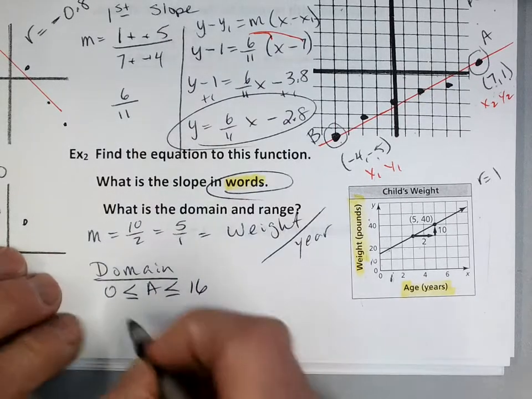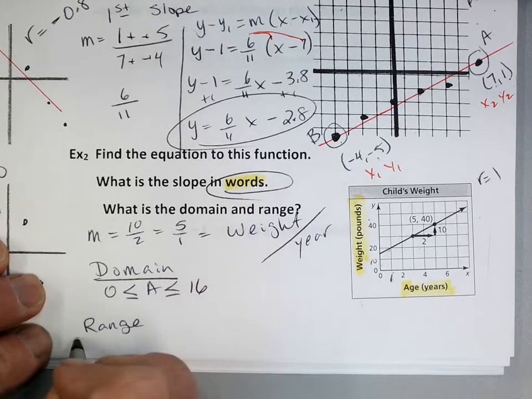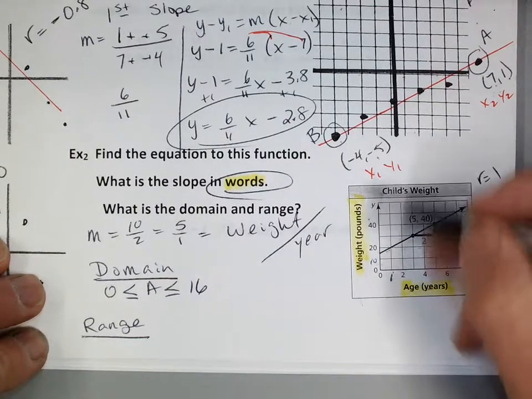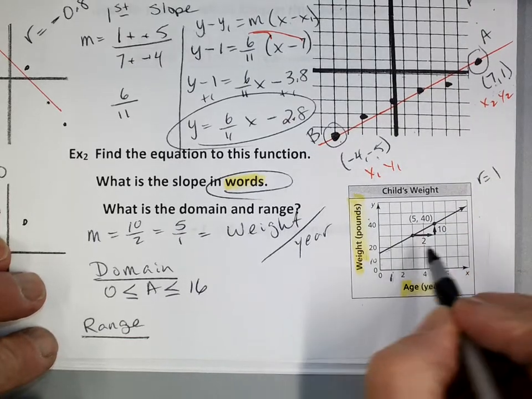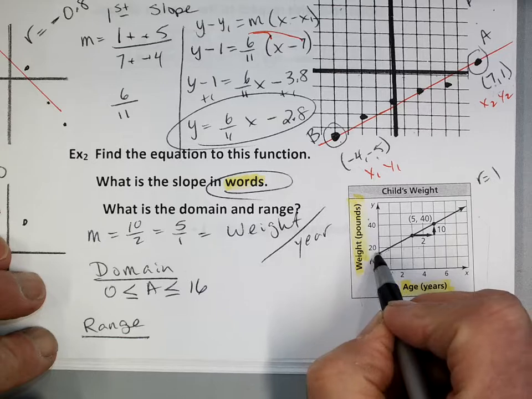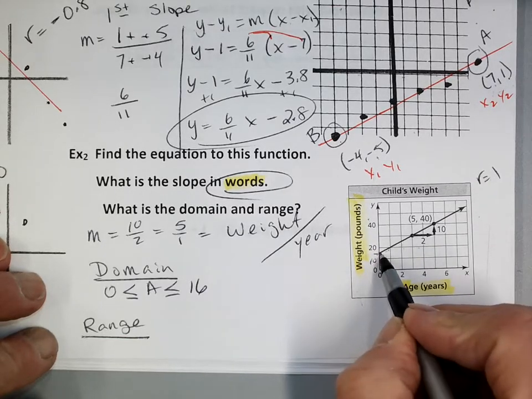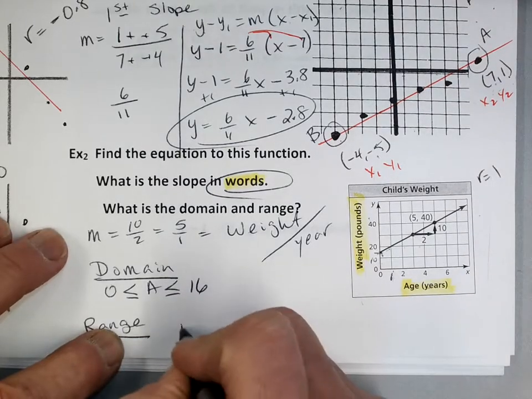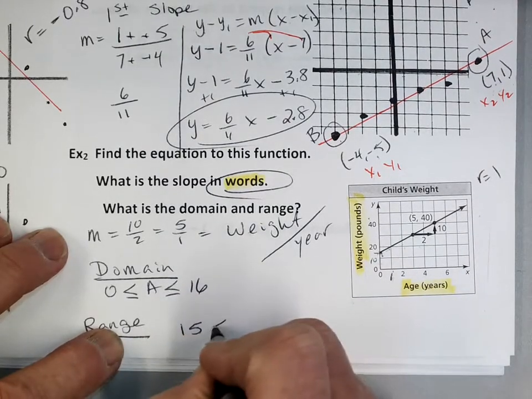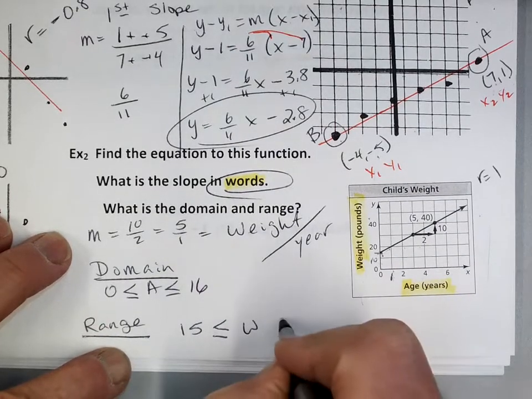Now the range. Range has got to be the weight, okay? So it looks like the weight starts at about maybe 15, 16 pounds. What'd you guys guess? Would you guess that's about 15 pounds? So I'm going to say the range should start at 15. That's a big baby.